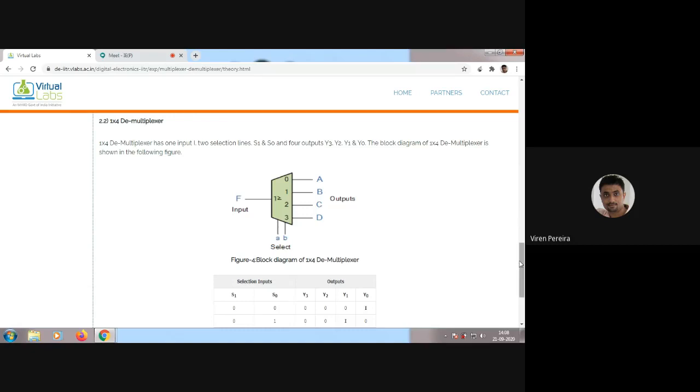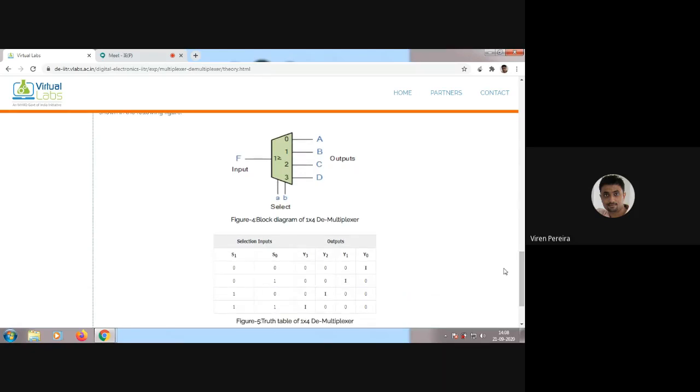Okay, so let's see the pins. We have again S0 and S1, which are the select input pins, and the outputs are Y0, Y1, Y2 and Y3. So these are your outputs. Here it is named A, B, C, D, but actually it is Y0, Y1, Y2 and Y3. And this is the input which is given. It may be a 1 or it may be a 0.